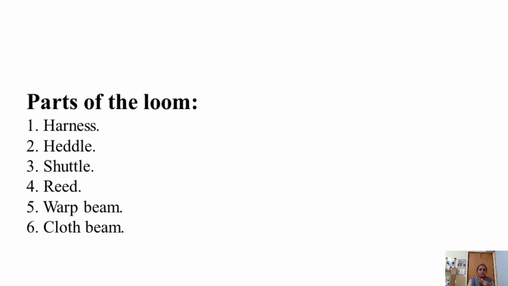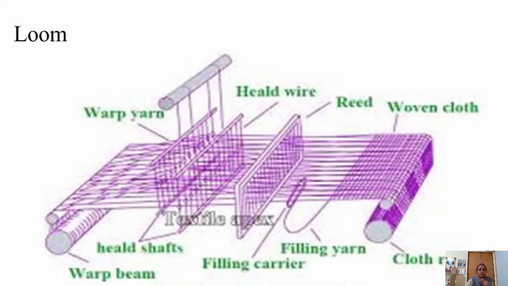What are the parts of the loom? First one is harness, heddle, shuttle, reed, warp beam, cloth beam. These are the parts of the loom. See, here the warp yarns are fixed to the warp beam. They are lengthwise yarns. Reed, this one is the reed. This is a woven cloth, that is the filling yarn, that is through the shuttle we are inserting the weft yarns. It is a cloth beam. This is the warp beam. These are the shafts or the heddles. This one is the shuttle, reed, harnesses. These are the parts of the loom.